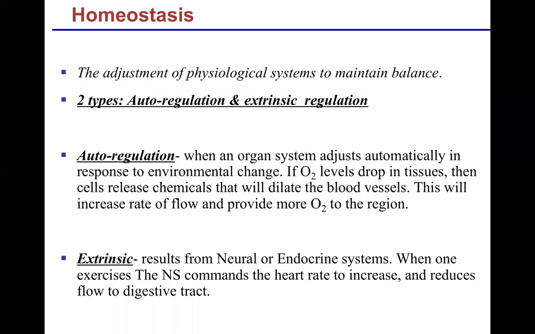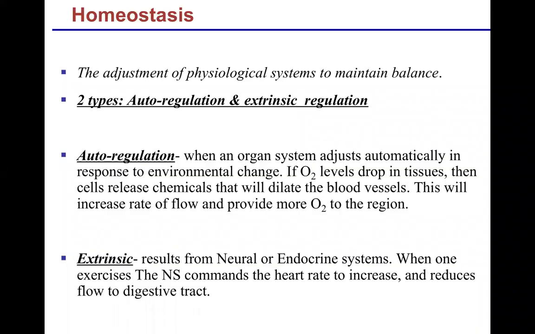For example, if oxygen levels drop in tissues, then the cells would release chemicals that will dilate, or increase the diameter of, the blood vessels. This will increase the flow of blood, and the oxygen into that region will increase. So this is a very simple example of how oxygen levels in the tissues are maintained.